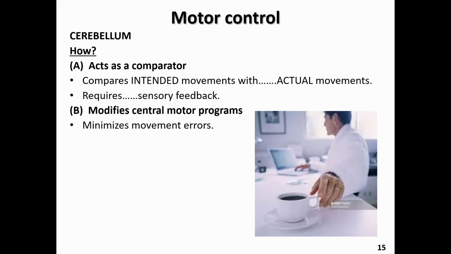The cerebellum will also modify what are called central motor programs, and this is a way to explain how neurons are hardwired together that will assist a repeatable muscular action. And so by having that redundancy, the cerebellum will help to minimize movement errors. And the cerebellum is also involved in motor learning, so the ability to perform motor tasks more efficiently and smoothly with practice.